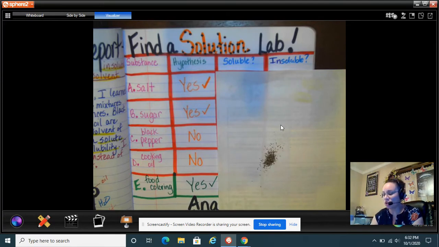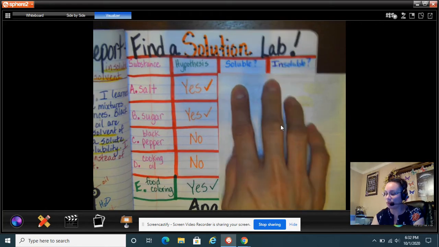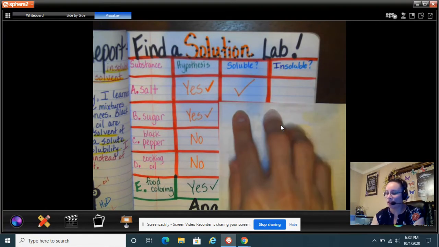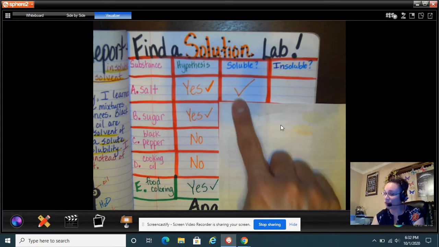Once you have your hypothesis, then it's time to test. This is where you get all your materials ready, and then you're going to check off the box. For example, is salt soluble or insoluble? When we tested salt, we found out for sure that it was soluble.